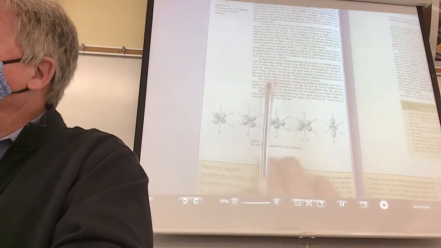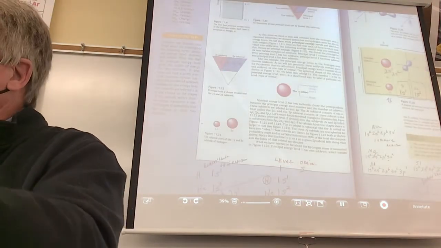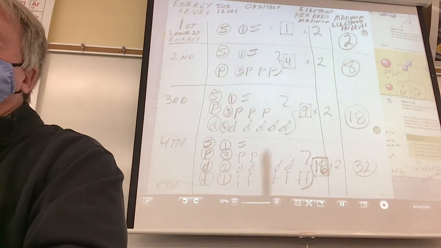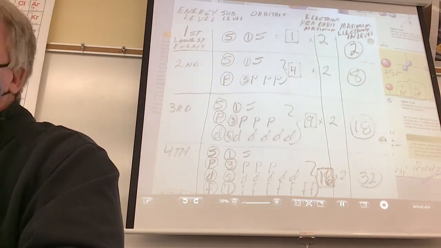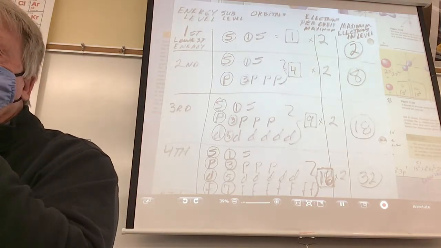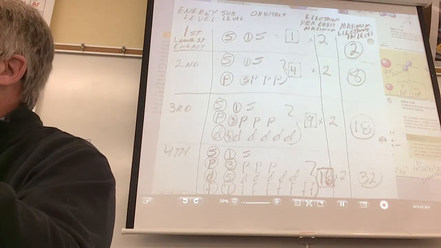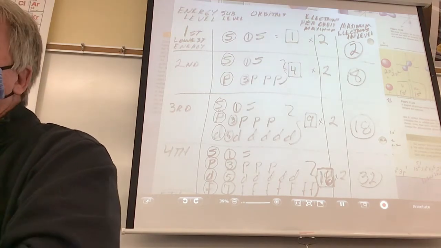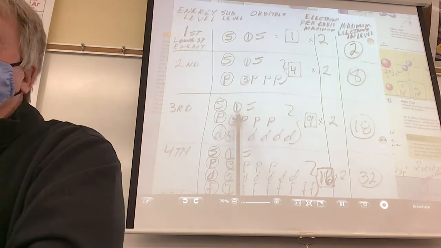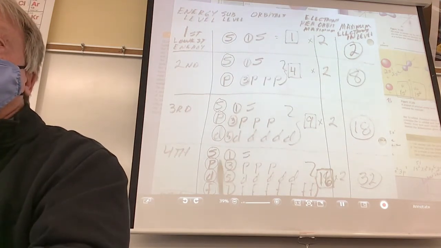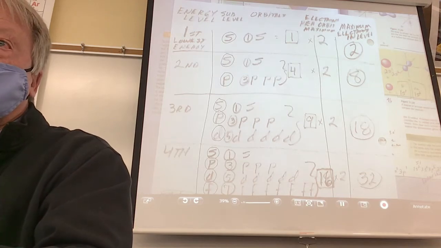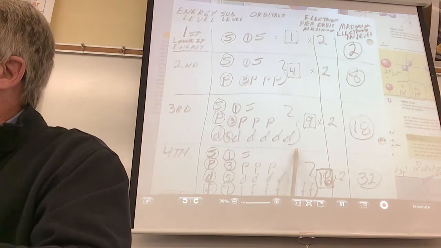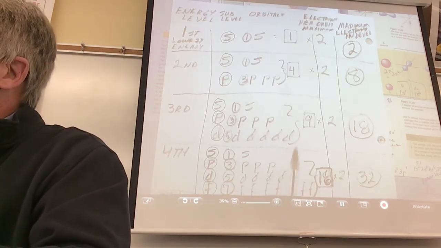So, let's look at the sheet here one more time. This is not that hard now. You can get it. In the first energy level, there's only S. In the second energy level, there's S and P. In the third energy level, there's S, P, and D. Now, how many kinds of S orbitals are there in any level? 1. How many kinds of P orbitals? 3. Watch, odd numbers. 1 kind of S, 3 kinds of P, 5 kinds of D. There's 5 D orbitals.